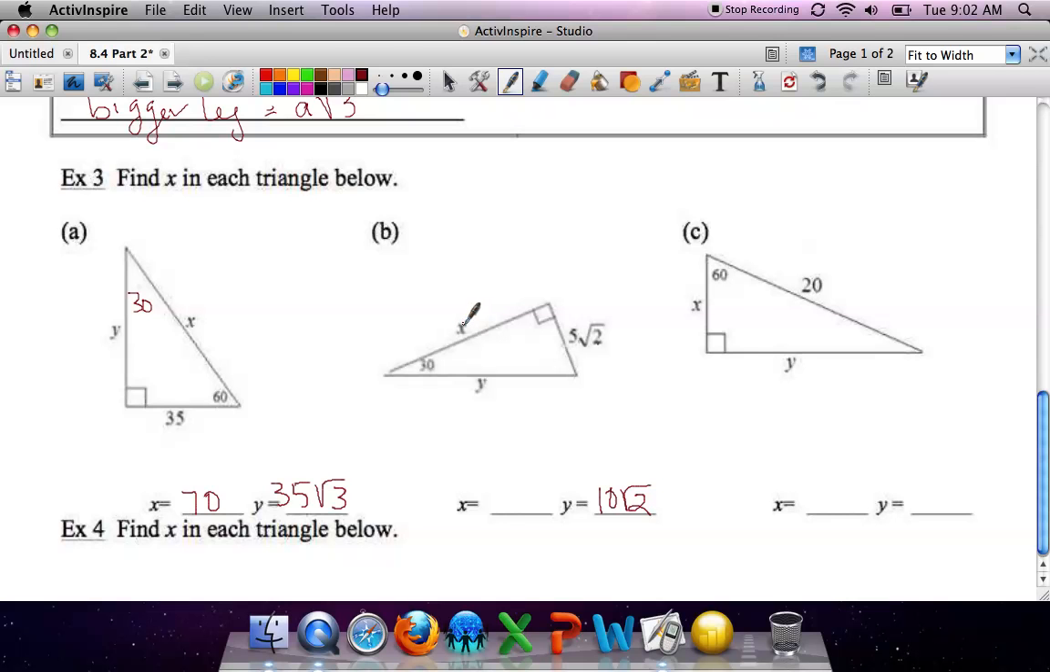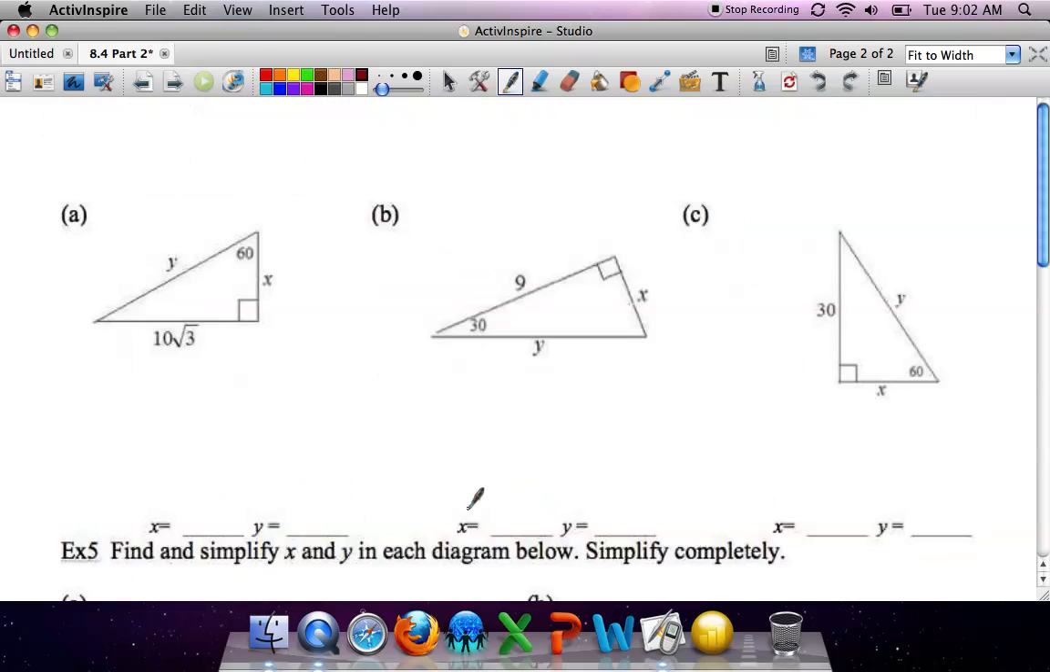Now we have to figure out what x is. X equals a root 3, which is the smallest side times root 3. The smallest leg is 5 root 2 times root 3. So the answer here would be 5 root 6. I'll leave C for you to do at home, and we will check it next class. The top of the next page has some more examples.